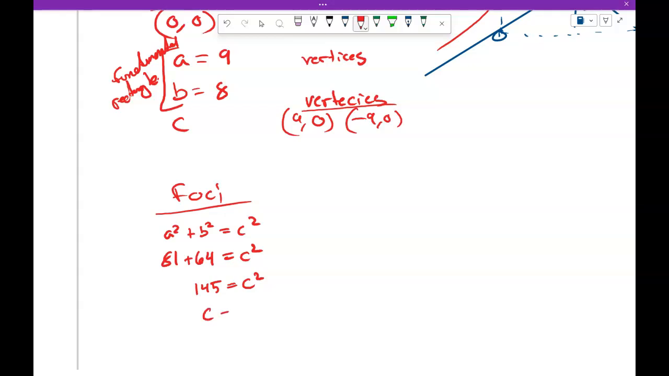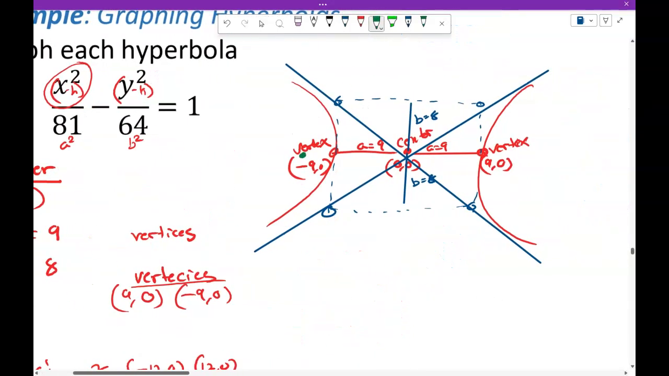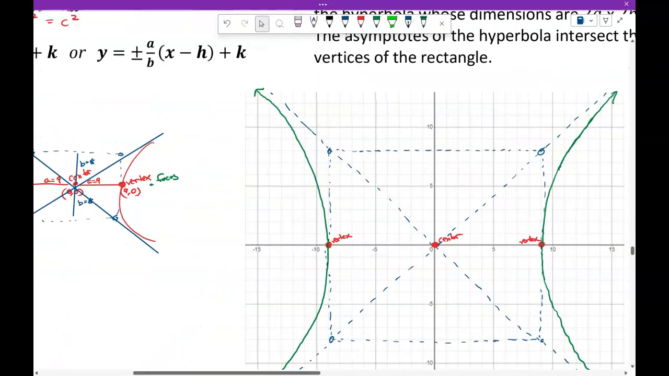So c is going to be approximately 12, just above 12. The square root of 144 is 12, so 145 is just a little bit more. So we know our foci are going to be located at approximately negative 12, 0 and 12, 0 because they're going to be past the vertices. We'll have a focus and another focus past the vertices in both directions. Here's a focus and here's a focus.